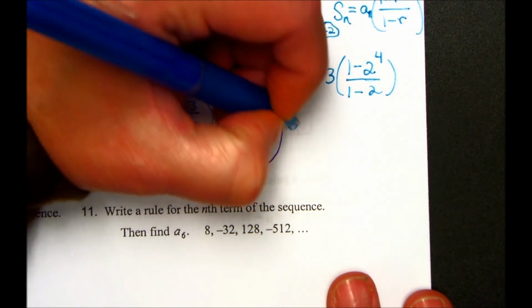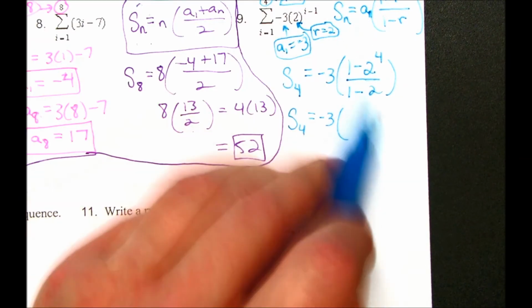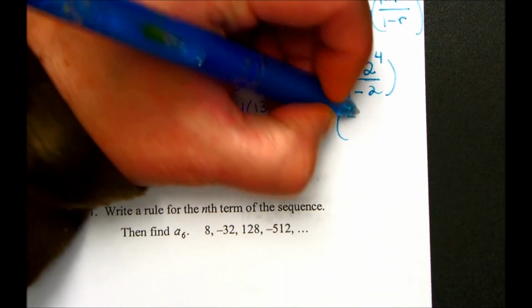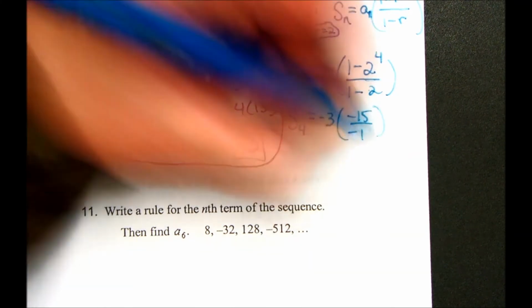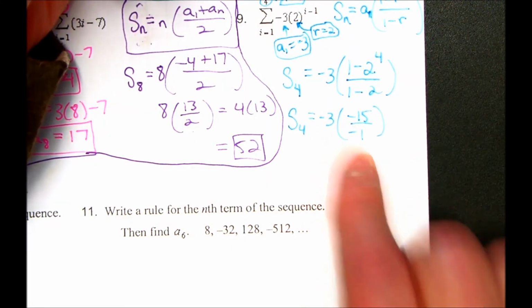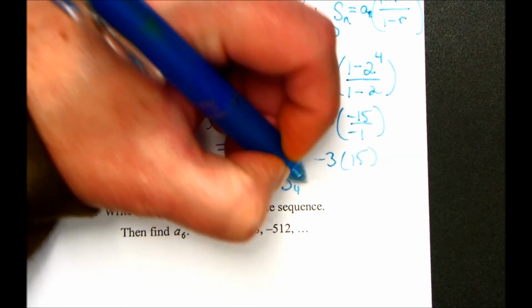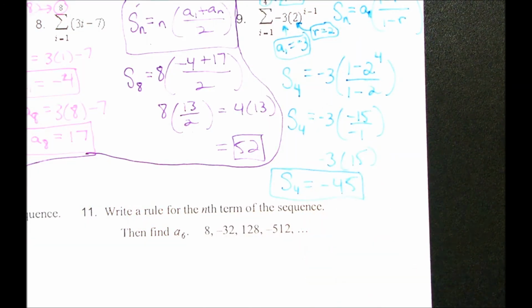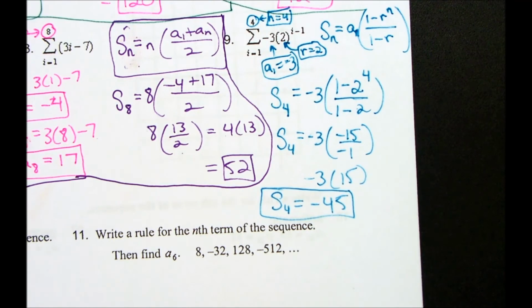Try to do as much math as you can mentally, because people make a lot of mistakes when they put too many things in the calculator. So the 2 to the 4th power I can do mentally, that's 16. 1 minus 16 would be negative 15. And then 1 minus 2 in the denominator would be negative 1. So the negatives divided by negative is positive, so that's going to be negative 3 times a positive 15. So s sub 4 is going to equal negative 45 when I multiply the negative 3 times the 15. And that's our sum of the first 4 terms. And that's the end of number 9.